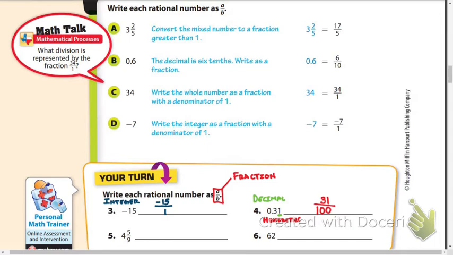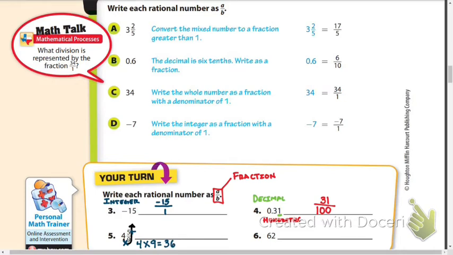Very good. Number 5, we have a mixed number, or a mixed fraction, and we have to go to an improper fraction. And the way we do that is by multiplying, then adding. The first thing I need to multiply is my whole number times my denominator. So in this case, I'm going to multiply 4 times 9. What's 4 times 9? 36.